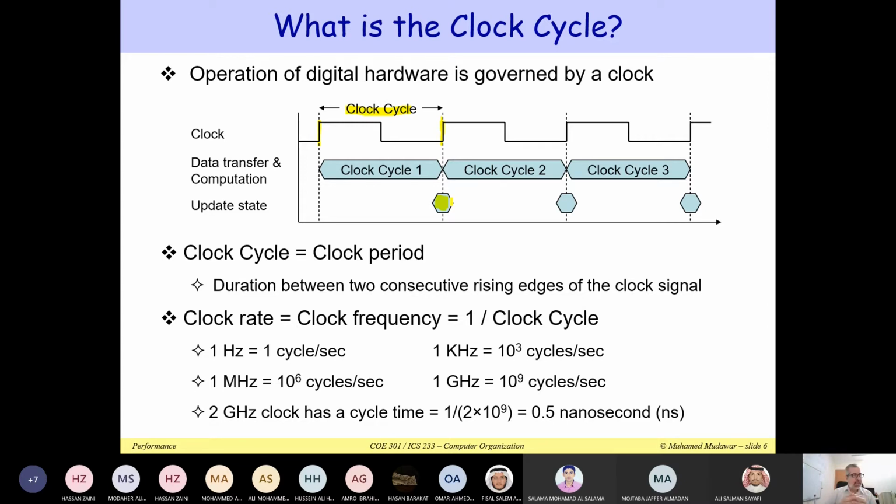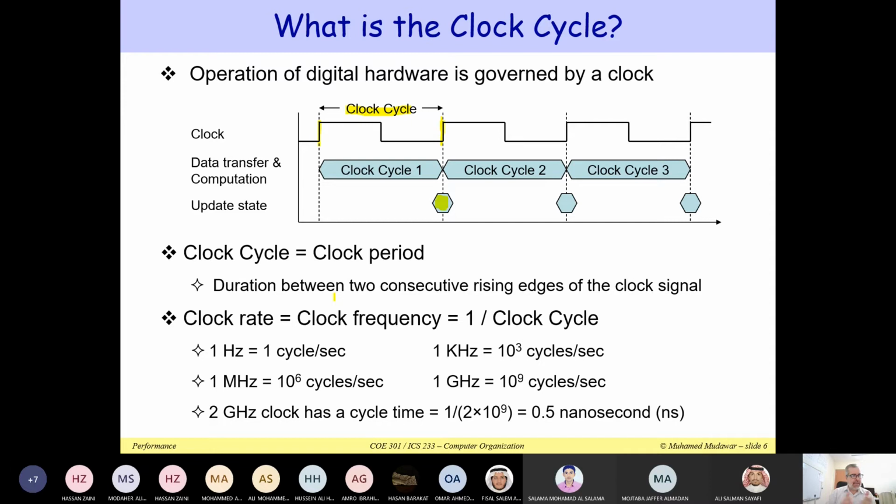The meaning here of state is whatever you are storing inside the registers or the memory elements. This is the state. So we update it at the edge of the clock. So the definition of the clock cycle is just the clock period, a time duration between two consecutive rising edges of the clock.